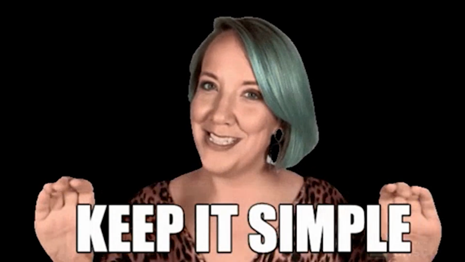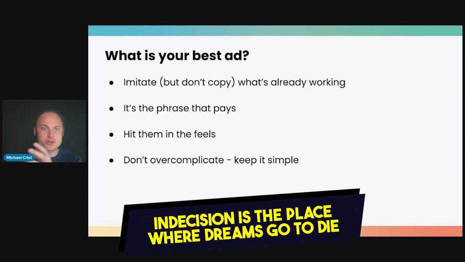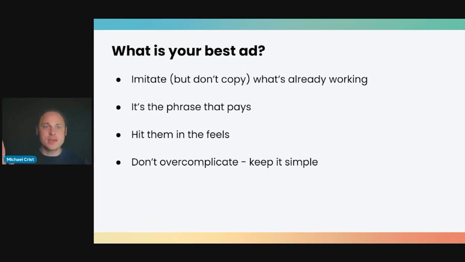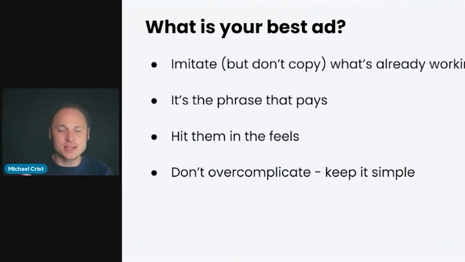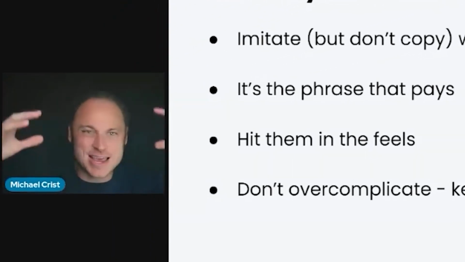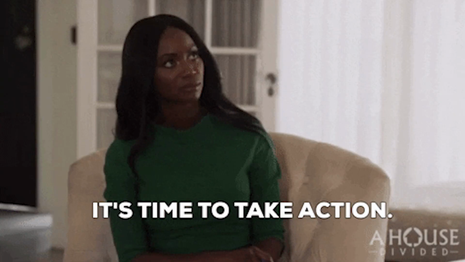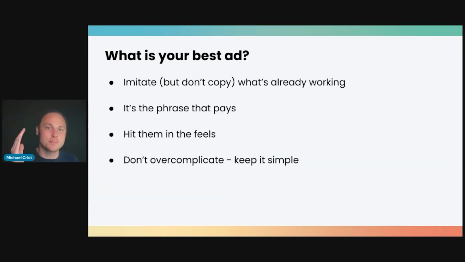Finally, don't overcomplicate things. Just keep it simple. It's very easy to get stuck in analysis paralysis. It's easy to get stuck in indecision. And what did we just say before? Indecision is the place where dreams go to die. Anything that hinders action, anything that creates a wall between you and your goal, that causes you to kind of sit and pause and you're not sure what to do next, you do not want that. Just take action. It doesn't have to be perfect action. Take imperfect action and keep moving forward.